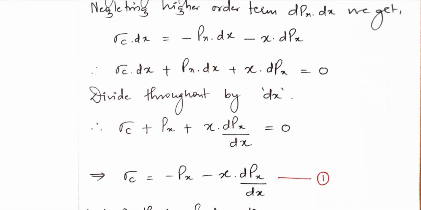If I take these two terms on the left hand side, it will be equated to 0. Divide this entire equation by dx, so that dx and this dx are going to cancel. So it is sigma c plus Px plus x into dPx divided by dx is equal to 0. I'm interested in finding the circumferential stress, so keep it on one side, and shift all the rest of the terms to the right side. So you take this as equation number 1.